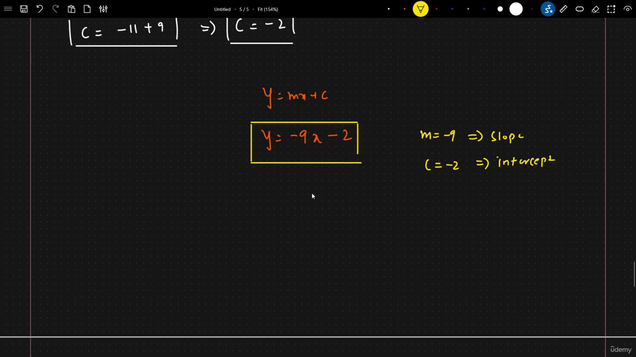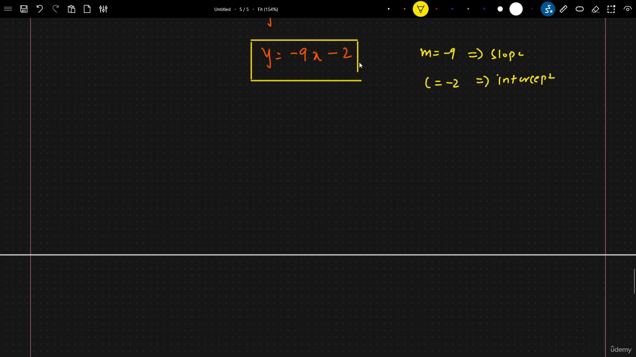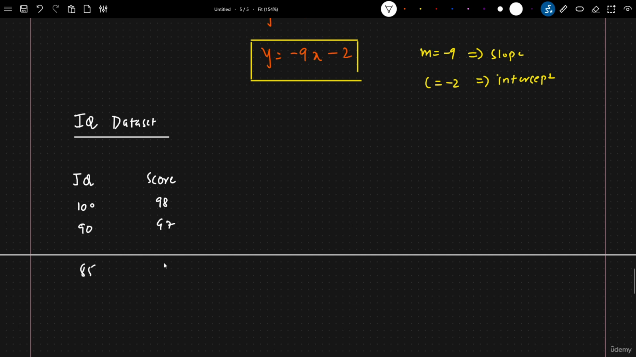Now you may be thinking, Krish, why am I talking about all these things? Why am I providing this particular equation? Understand, let's say that I have a data set called an IQ data set, right? Let's say a student has some IQ and is scoring some marks. If the IQ is 100, let's say the person scored around 98 marks. If it is 90, 97 marks, like this, we are just putting in some details. Let's say it is 90 marks, okay?